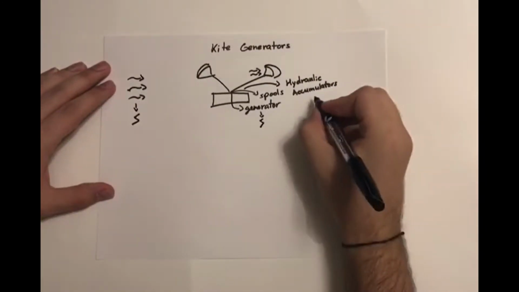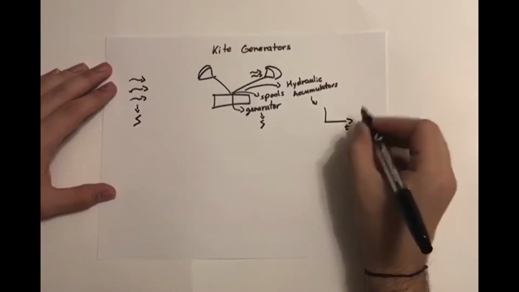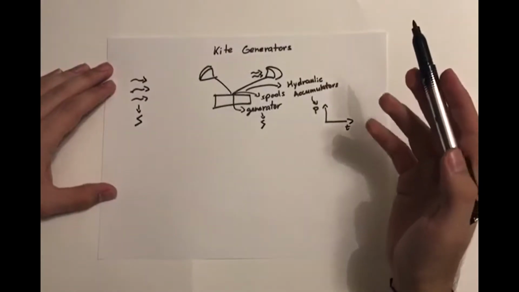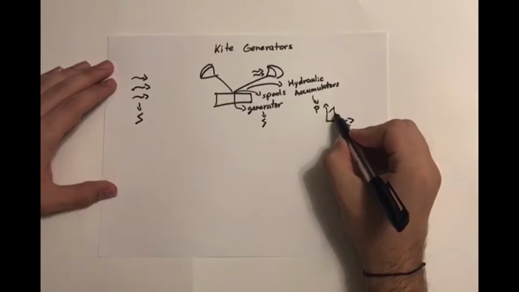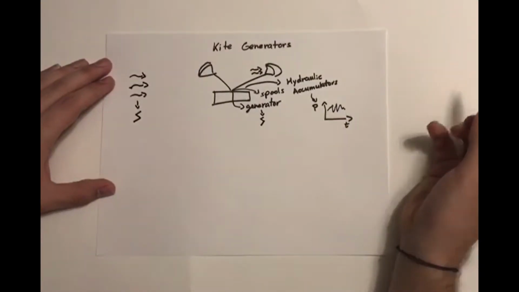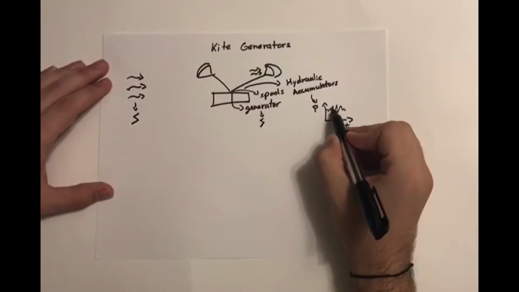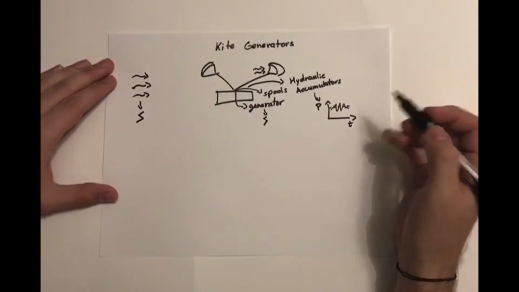So if we were to look at this in a power to time graph, the normal power outputted by the kites without the hydraulic accumulator would look something like this. While if we use hydraulic accumulators, it somewhat looks like this, which is linear or constant. This is very important when outputting power to the grid.